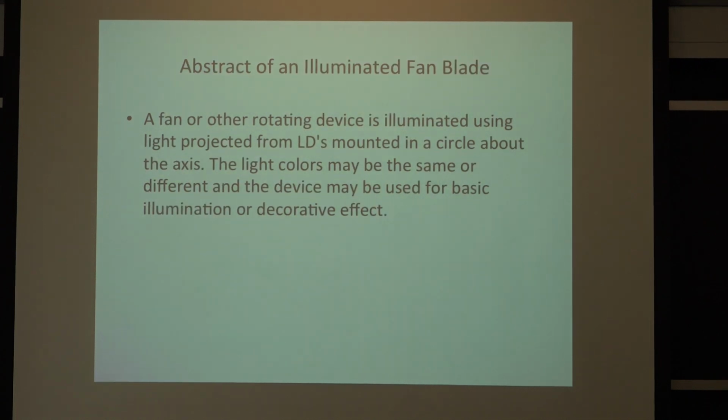We talked about the illuminating fan blade. Here's the abstract for it. A fan or other rotating device is illuminated using light projected from LEDs mounted in a circle about the axis. The light colors may be the same or different, and the device may be used for basic illumination or decorative effect. Really pretty simple.